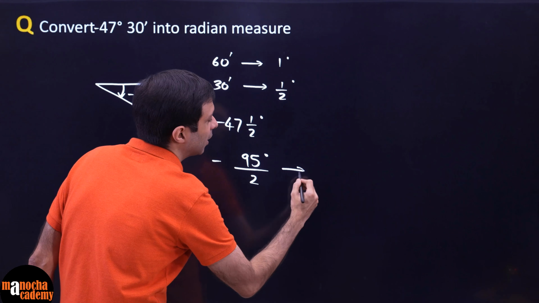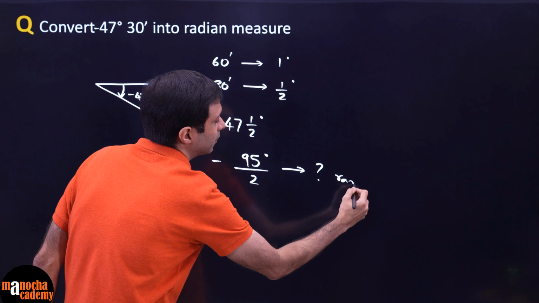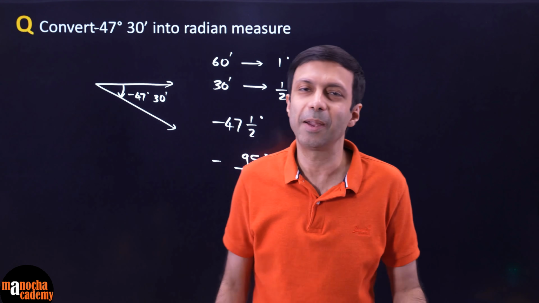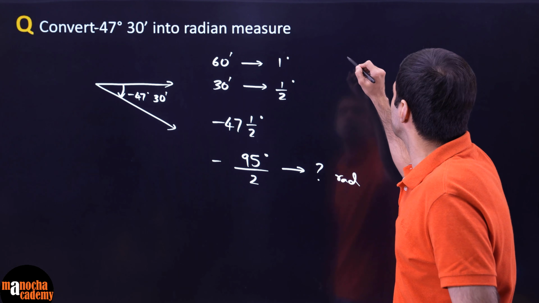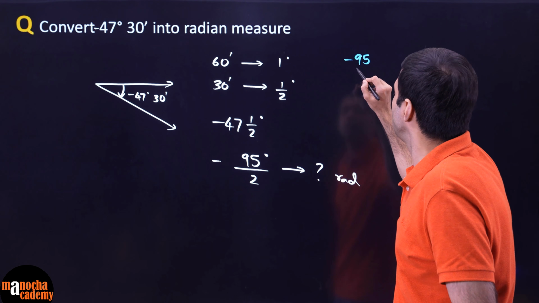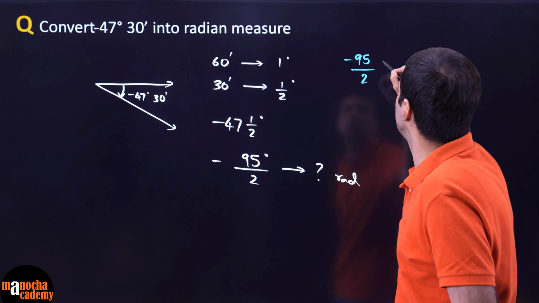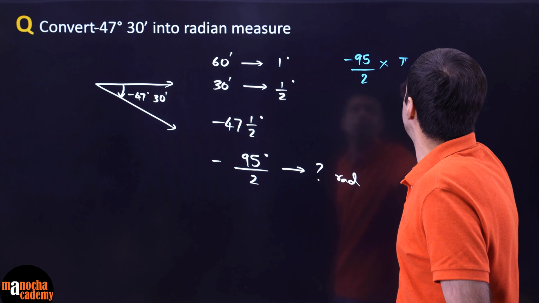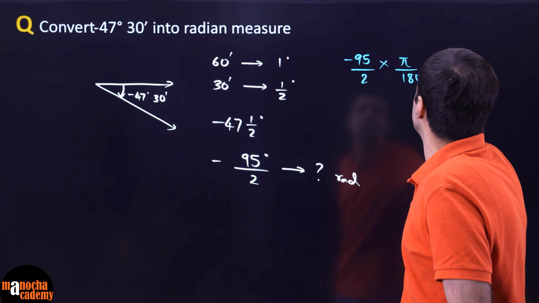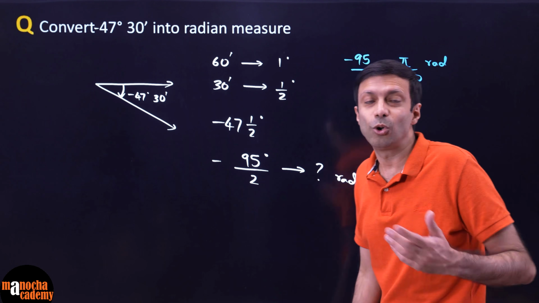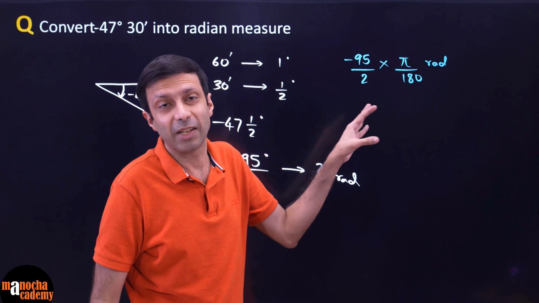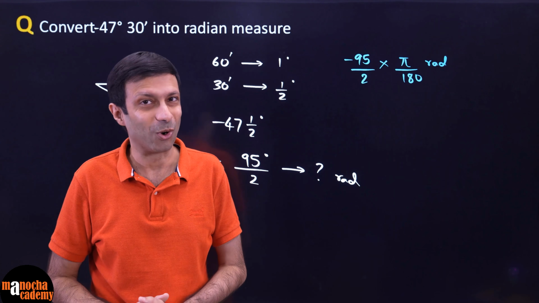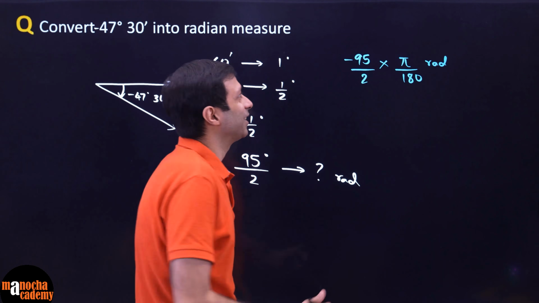And we need to convert this into radians. So all we need to do is multiply by pi by 180. So keep the minus sign: minus 95 by 2 degrees times pi by 180 radians. And don't leave the answer like this. Make sure you simplify the fraction, otherwise your maths teacher won't like it. So let's do that here.